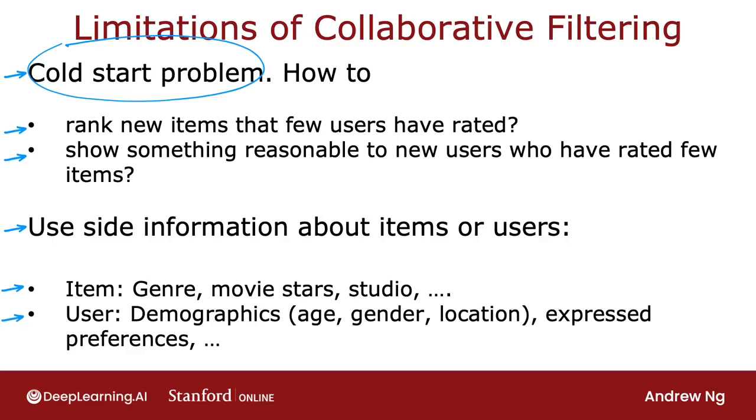Or for a single user, you may know something about their demographics, such as their age, gender, location, they express preferences, such as if they tell you they like certain movie genres but not other movie genres. Or it turns out if you know the user's IP address, that can tell you a lot about the user's location. And knowing the user's location might also help you guess what the user might be interested in. Or if you know whether the user is accessing your site on a mobile or on a desktop, or if you know what web browser they're using.